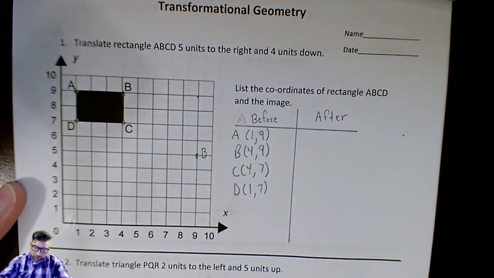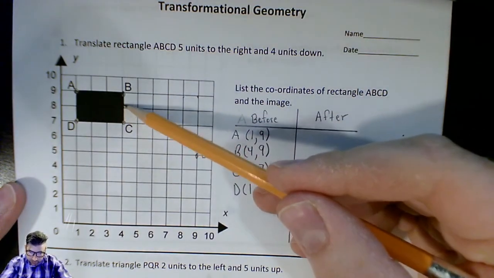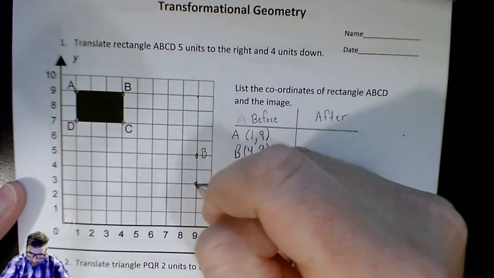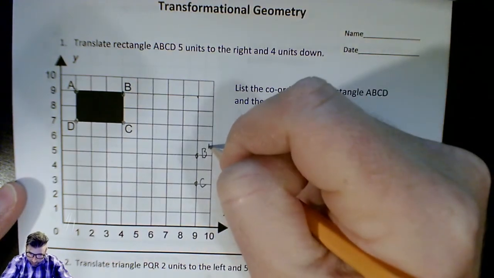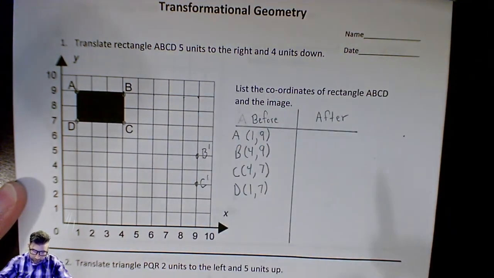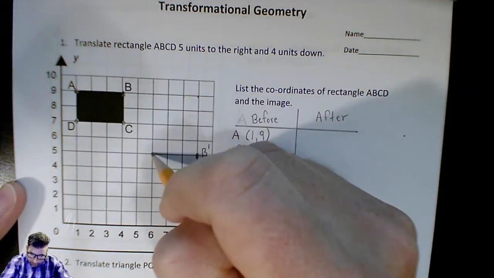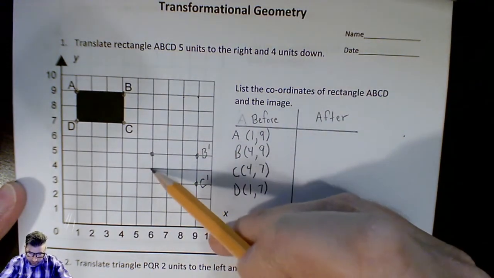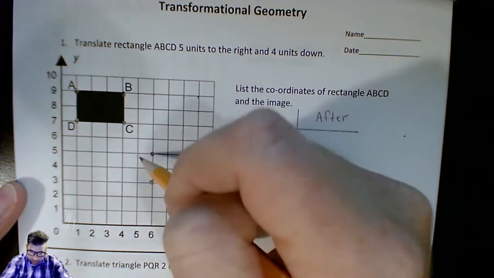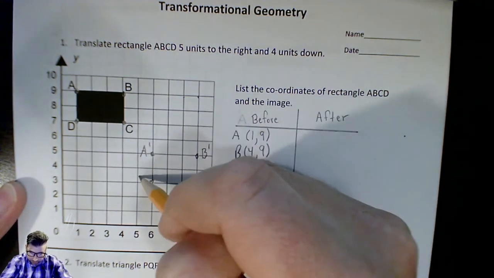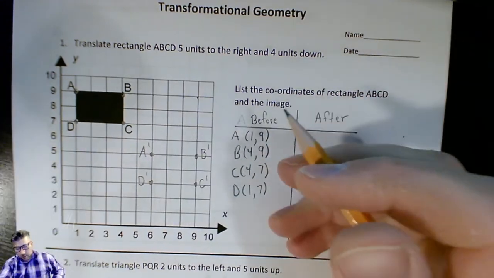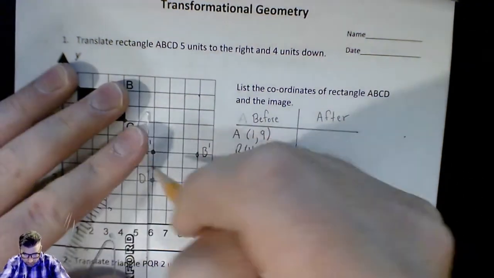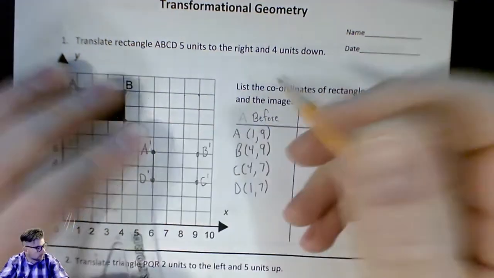Now, I need to fill in the rest. So C is 2 units down from B. So I'm going to put in C, and I make sure I put in my prime marks to show that I moved it. And A is 1, 2, 3 units left of B, so I'm going to put that in here. And D is 2 units down from A, 1, 2. So I'll make sure I fill in the rest of the chart with my prime marks. And then I take my straight edge and connect the lines.